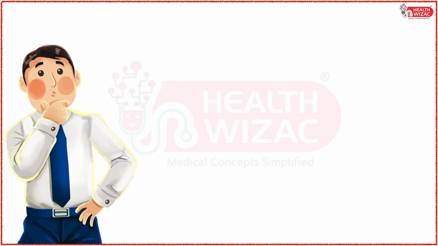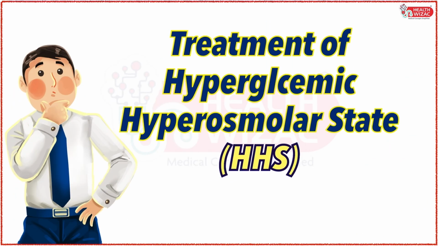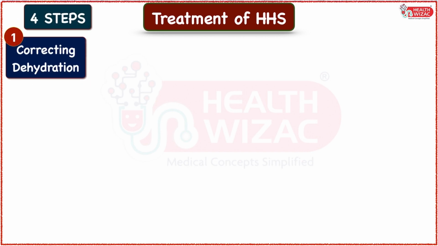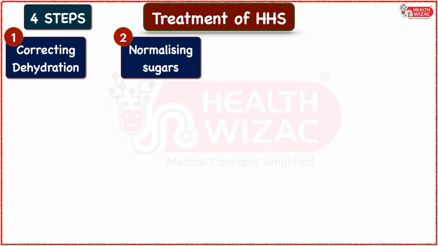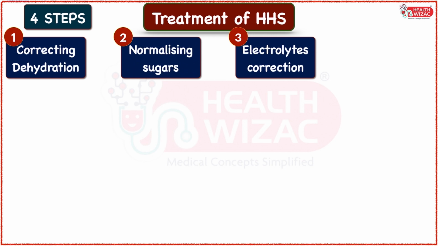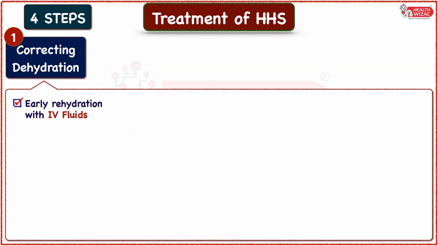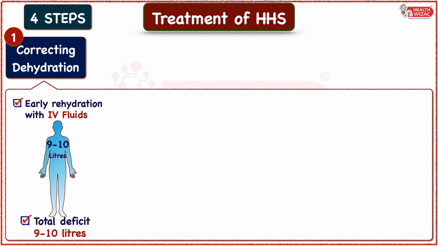Now, let's have a look at the treatment part of HHS, which comprises of correcting dehydration through IV fluids, normalizing sugars through insulin, correcting electrolyte abnormalities, and treating the primary cause. As soon as the diagnosis of HHS is confirmed, first step, that is rehydration with IV fluid, should be started at the earliest. Due to the long-standing history of HHS, dehydration is more pronounced and total fluid deficit may be up to 9 to 10 liters.